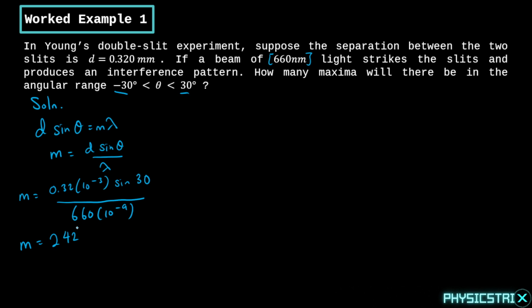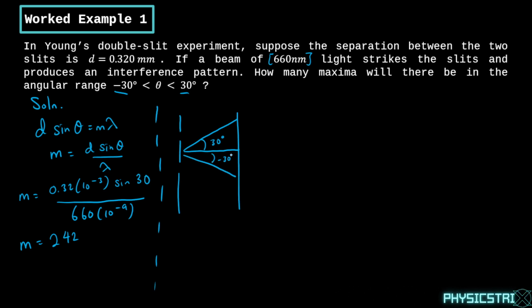So now the question is, is that the answer? No, because you have to remember that this solution reminds us of a simple fact. We have drawn this picture before, right? And this angle in this particular calculation is 30 degrees, right? As you can see, the range is negative 30 to 30 degrees. So that means it's double that, right? So this is negative 30. I have to double that. And then you have to remember that there is a bright fringe, what we call the central bright fringe.